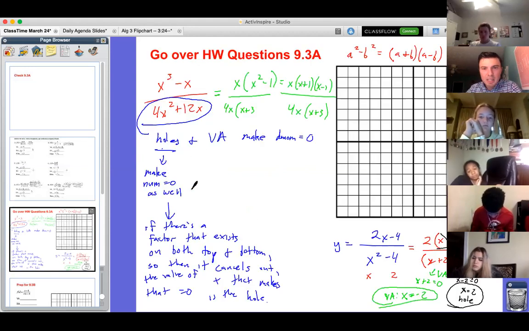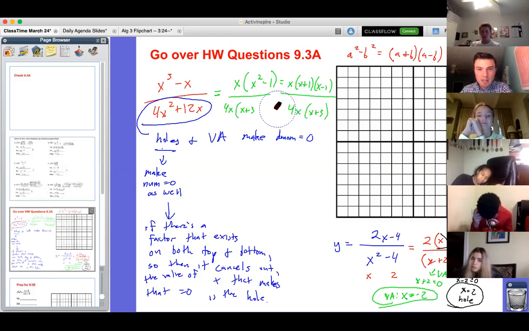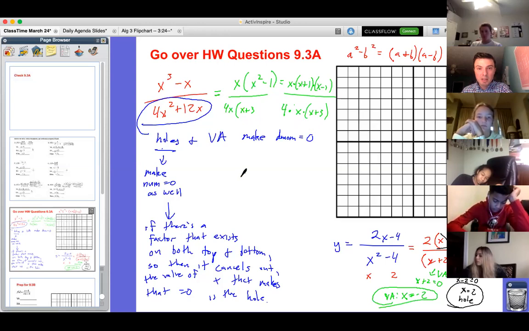Let's talk about this for a second. Remember, holes and vertical asymptotes. Is there any factor that is repeated on top and bottom? If you look at this, there actually is. The 4 and x are not together; those are separate. Think of 4x as 4 times x plus 3. This is x times x plus 1 times x minus 1. Is there a repeated factor on top and bottom?